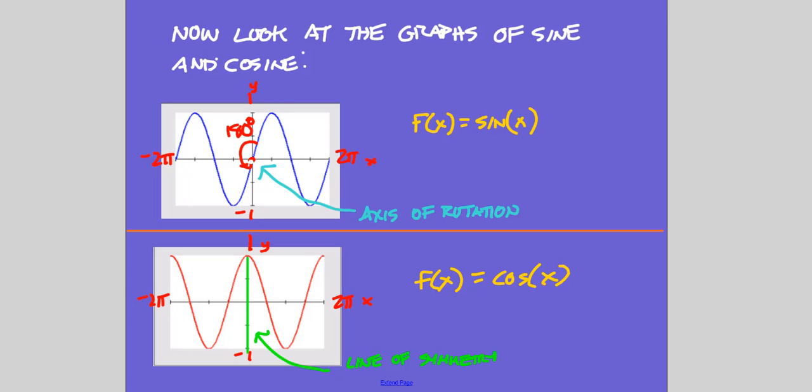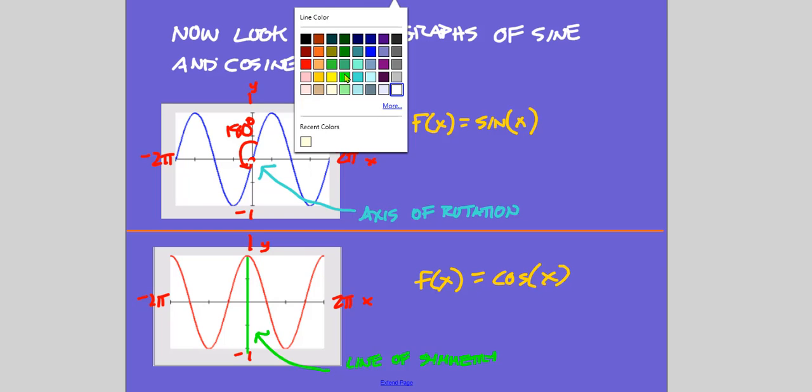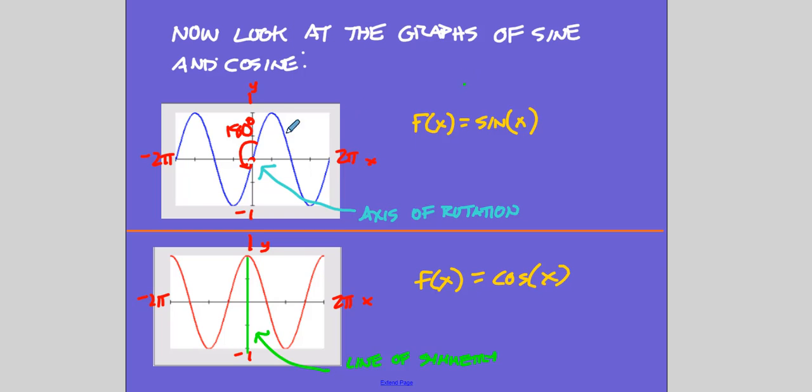If I rotate this function sine x around the origin, let's just take that little piece there. If I rotate this 180 degrees, notice it's going to match itself. That suggests visually that in fact this is an odd function. So sine x is odd.